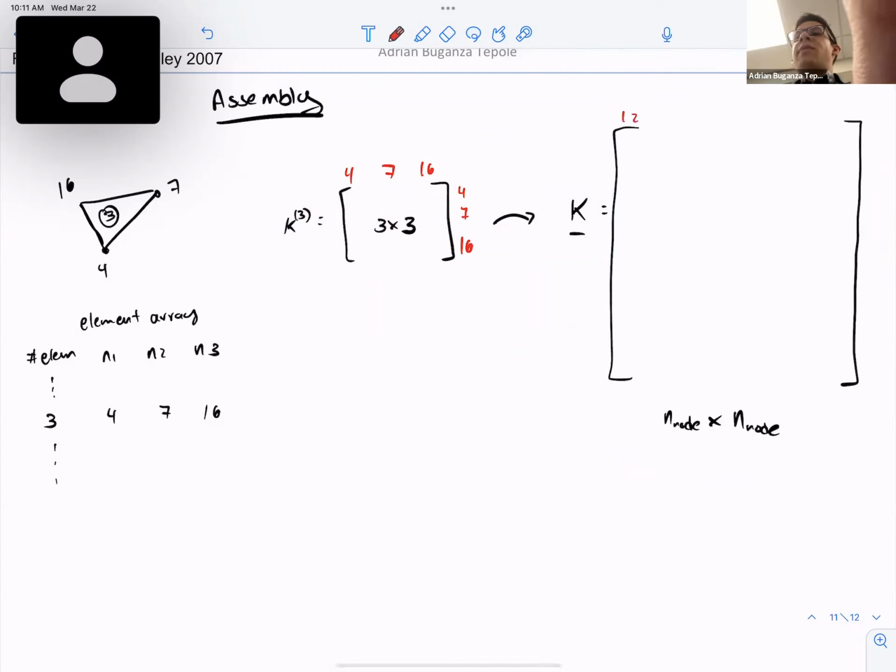So here there's all of them. So 1, 2, 3, and so on. Actually 4 is there, right? 4, then at some point there's a 7, and at some point there's a 16, and then maybe it goes to, I don't know, 50. 1, 2, 3, 4, 7, 16, 50. So the big K matrix has all the nodes in the rows and columns. The small stiffness matrix is always 3 by 3. And then for this particular element, what we should write is 4, 7, and 16, because that is the information that we have from the connectivity array.